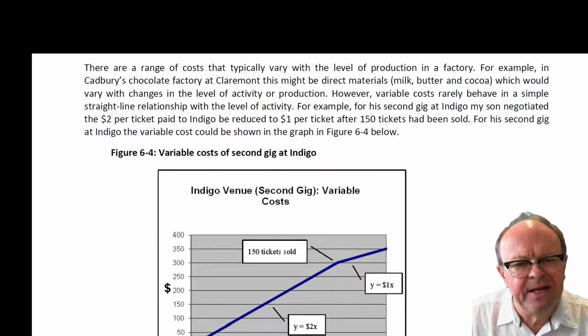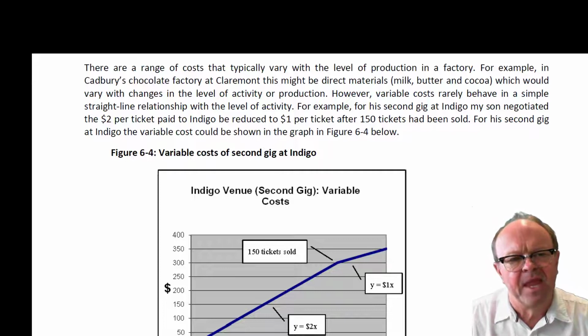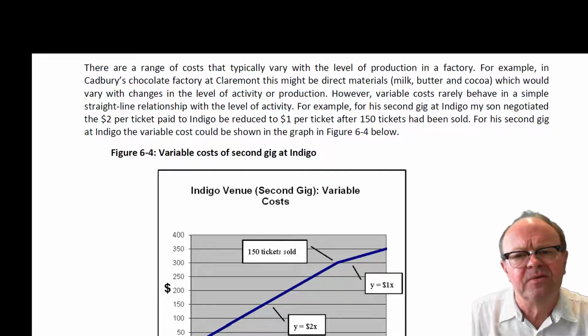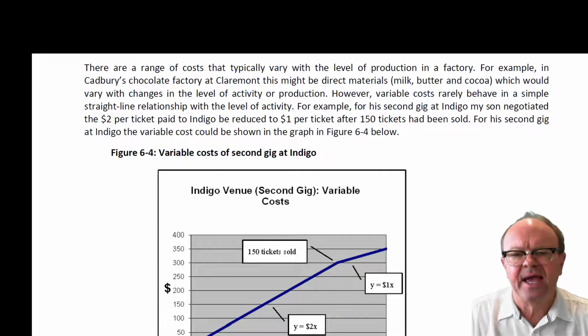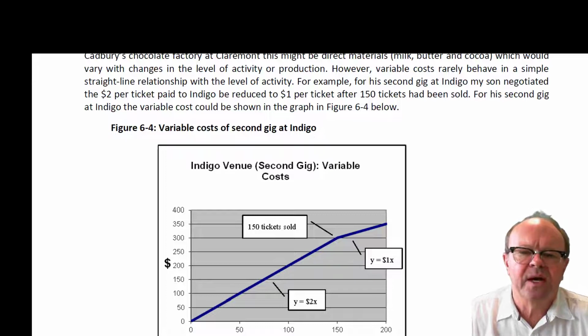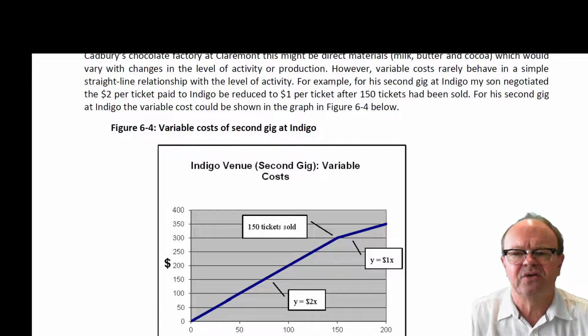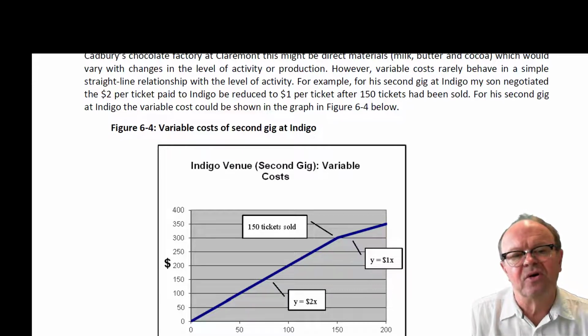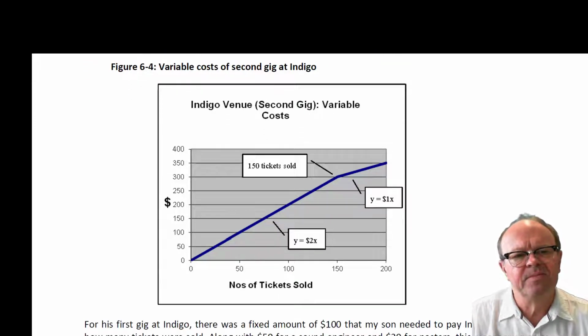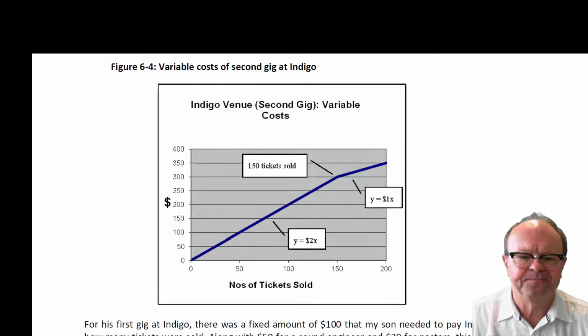There are a range of costs that typically vary with the level of production in a factory. For example, in Cadbury's chocolate factory at Claremont, this might be direct materials, milk, butter and cocoa, which would vary with changes in the level of activity or production. However, variable costs rarely behave in a simple straight line relationship with the level of activity. For example, for his second gig at Indigo, my son negotiated the $2 per ticket paid to Indigo be reduced to $1 per ticket after 150 tickets had been sold. For his second gig at Indigo, the variable costs could be shown in the graph in Figure 6.4 below. Figure 6.4, variable costs of a second gig at Indigo.